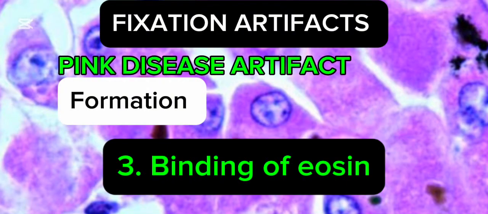Number three, increased binding of eosin. So during H&E staining, degraded proteins in autolyzed areas exhibit increased binding to eosin. This creates excessively pink-stained regions, giving rise to the pink disease artifact.